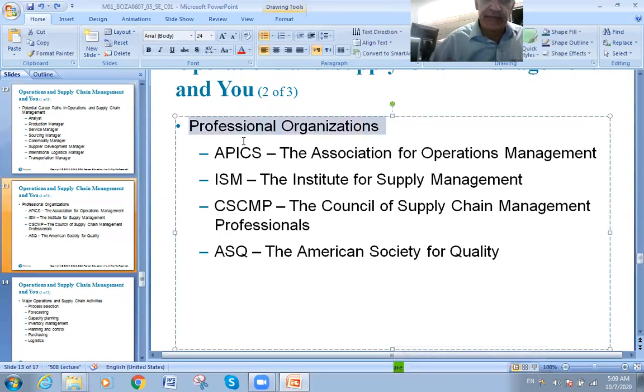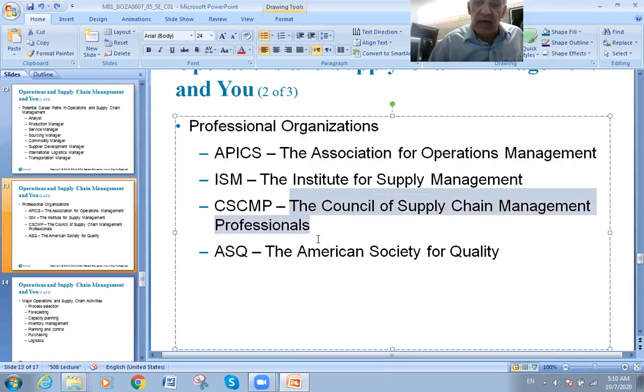Professional organizations. APEX, the Association for Operations Management. That's fine. ISM, you have to know these initials, what's the meaning of it. The Institute of Supply Management. CSCMP, the Council of Supply Chain Management Professionals. The only thing I want to tell you, is it an old job? The supply chain management, is it an old or a new job? No, it is not a new job. It's an old one. But the names are changing.